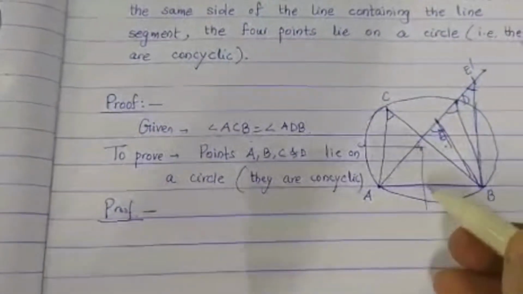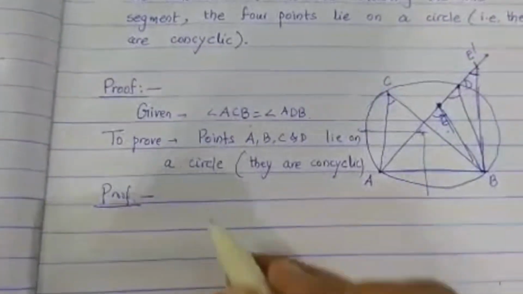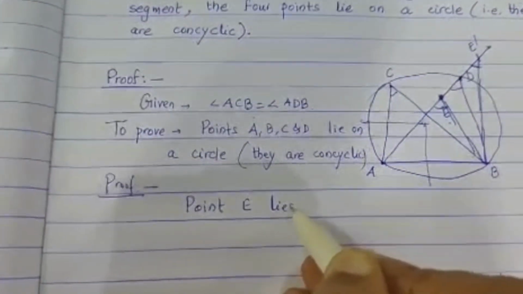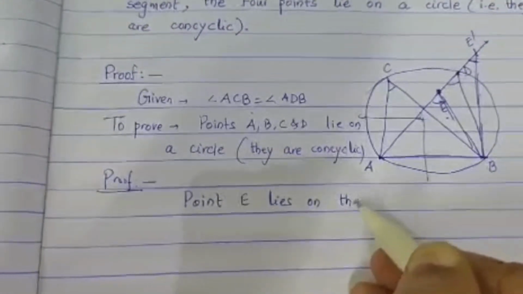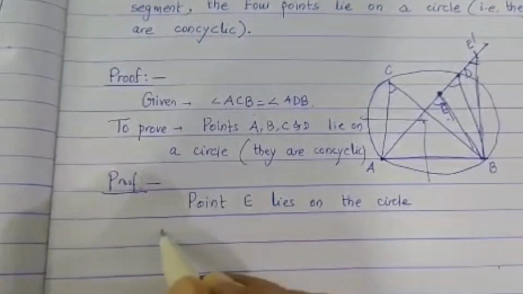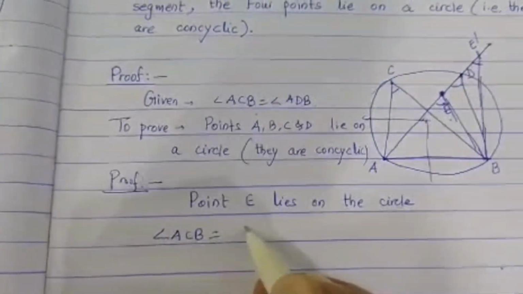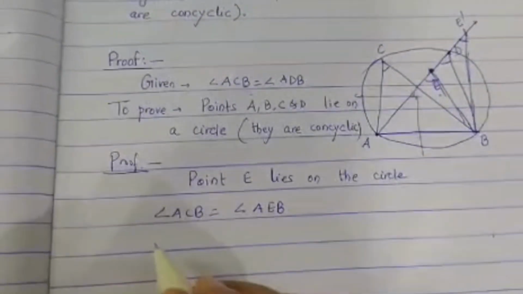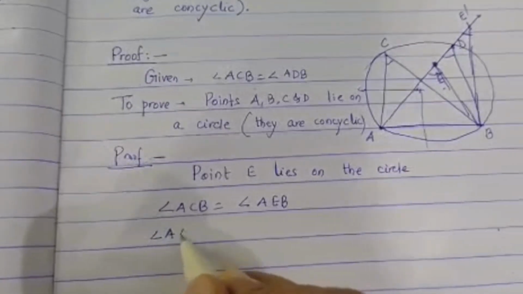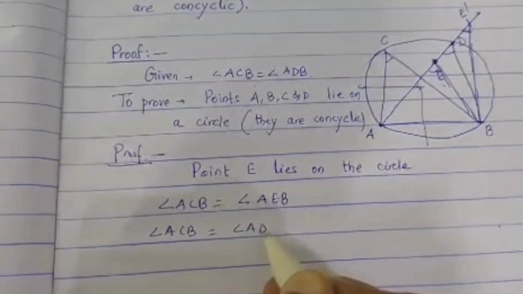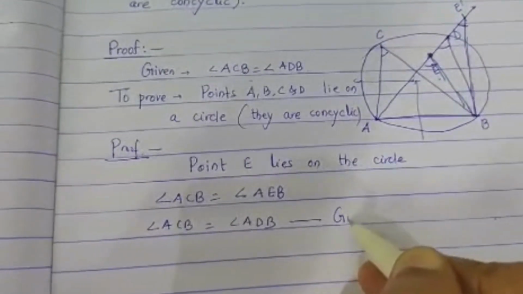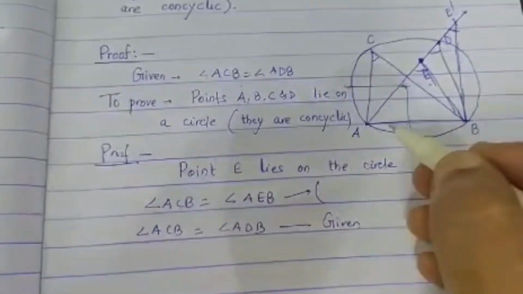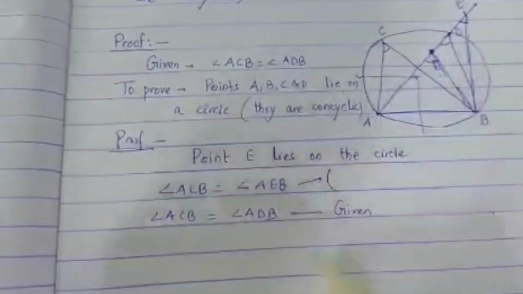Now, suppose point E lies on the circle, then what can we write? Angle ACB is equal to angle AEB. Okay, we can write like this, but we have been given that angle ACB is equal to angle ADB. This is given. Alright, and from the theorem we can write that angles in the same segment are equal, if this lies on the circle.